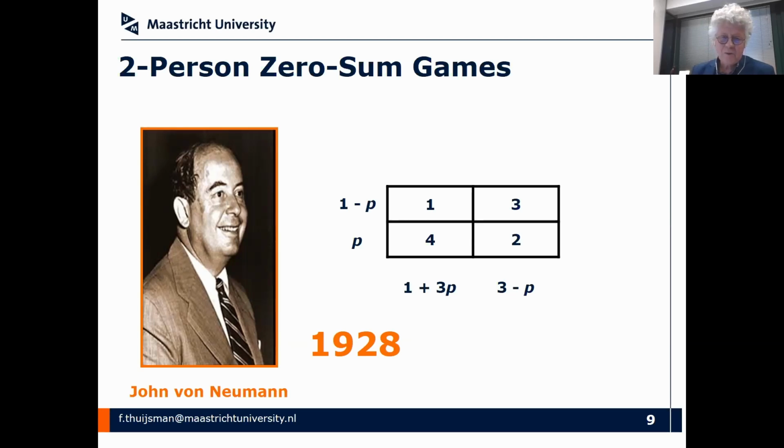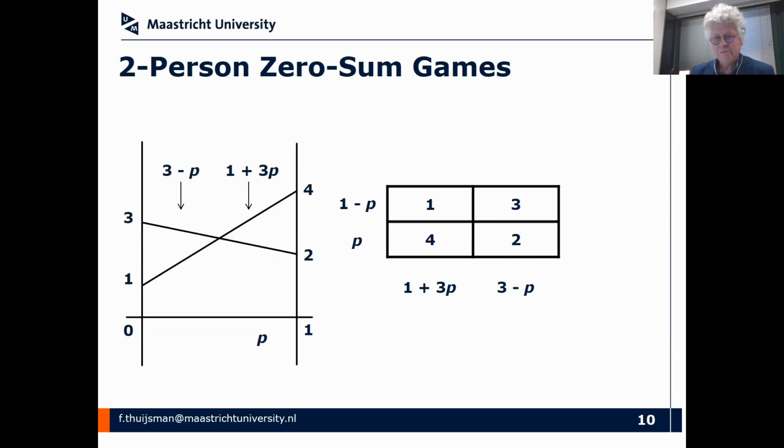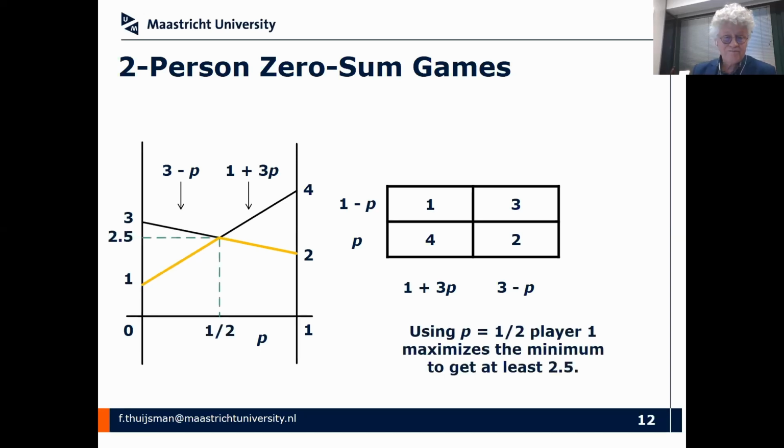And if player one is looking at that and thinks, well, suppose I want to maximize the minimum of these two numbers, 1 plus 3p and 3 minus p, then I'm actually looking at two graphs, one graph being 1 plus 3p and one graph being 3 minus p. And I want to look at the minimum of these two things and find the maximum, which you see right here in the middle. So player one thinks, if I just flip a coin, then in the left column, I get 1 and 4 each half of the time. So on average, I get 2.5. And if my opponent is playing the right column, it's half of 3 plus half of 2, which is also 2.5. So no matter what my opponent is doing, I know for sure I'll get at least 2.5.